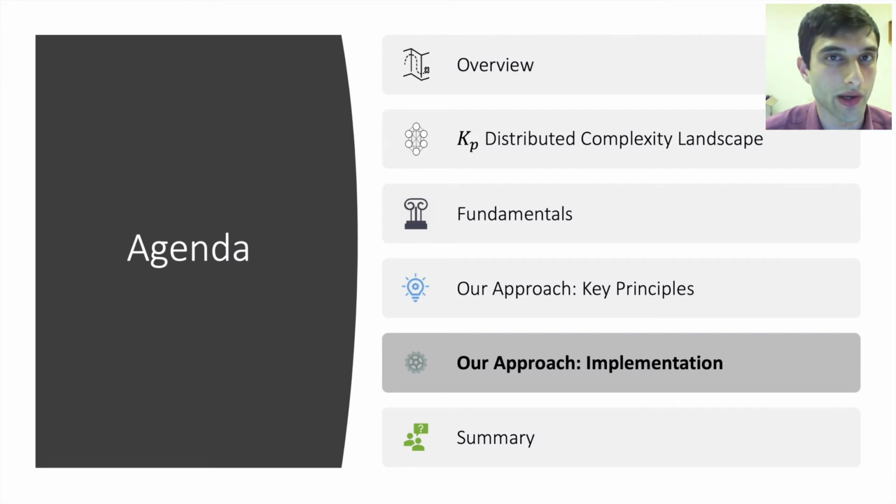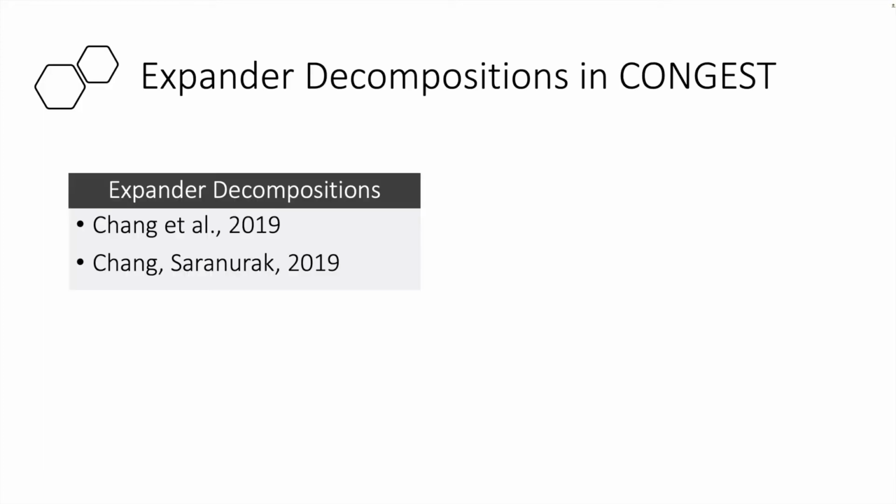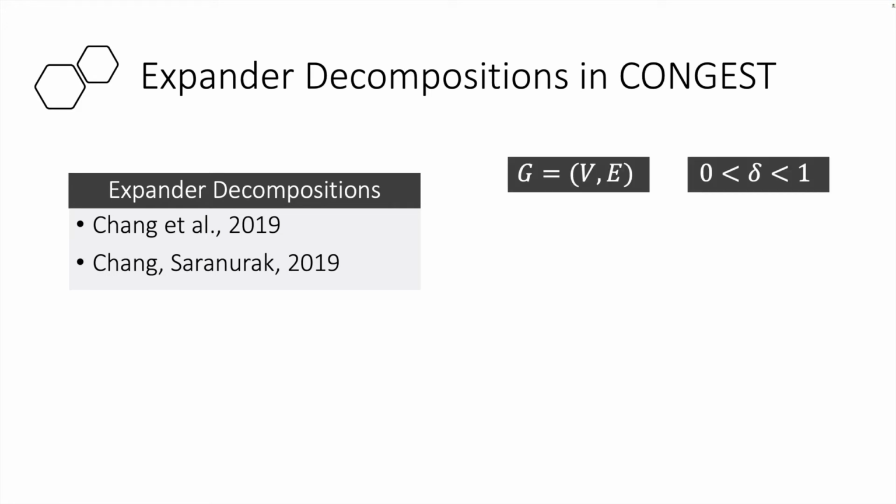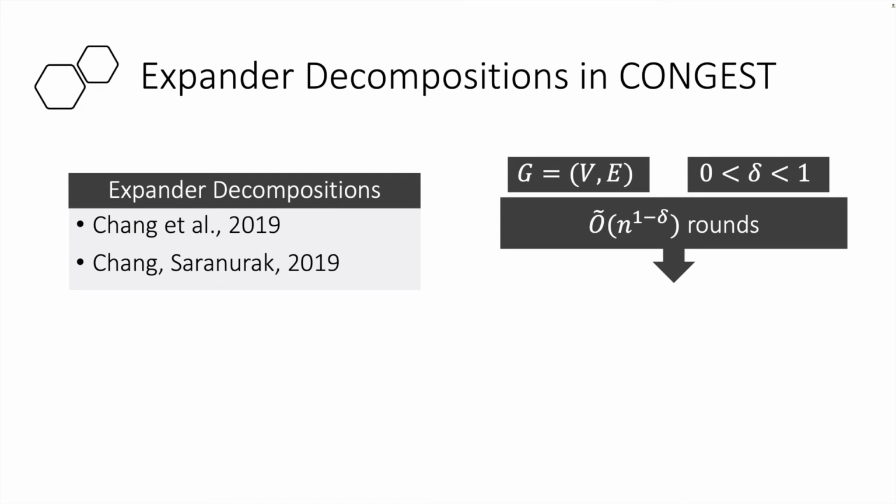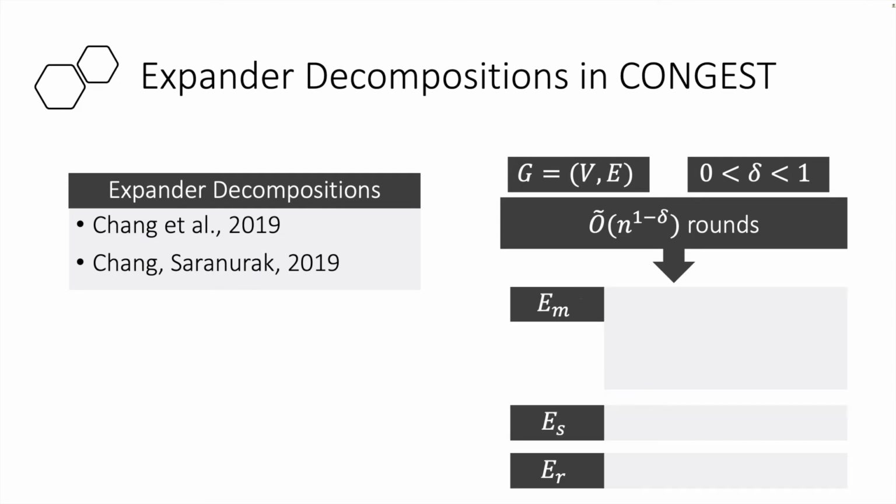Okay, so how do we implement this? Well, we use the first expander decomposition of the two, which are known in CONGEST. This expander decomposition gets an input graph and a value delta, and after n to the power of 1 minus delta rounds, it splits the edge set E into 3 sets, EM, ER, ES. EM is a set of clusters. Every single connected component in EM is a cluster.